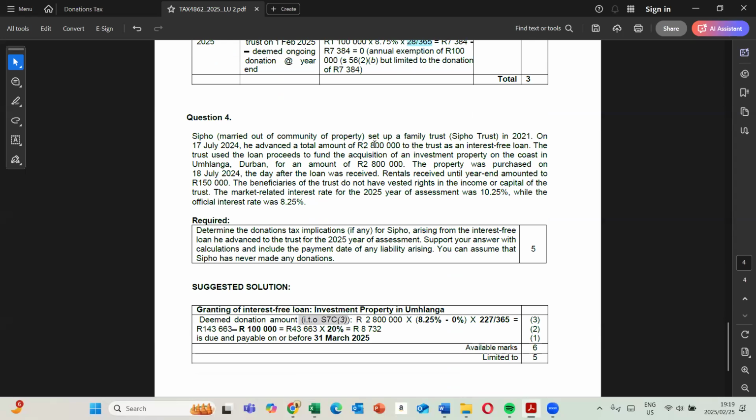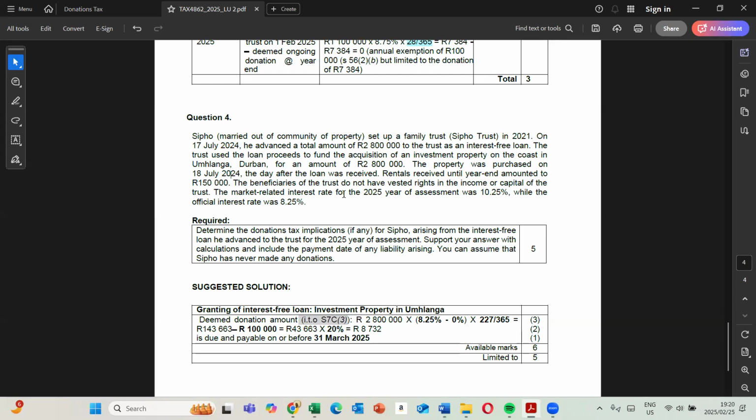Sipho, married out of community of property, set up a family trust, the Sipho Trust, in 2021. On 17 July 2024, you advance a total amount of 2,800,000 to the trust as an interest-free loan. The trust used the loan proceeds for the acquisition of an investment property in Umhlanga, Durban for an amount of 2,800,000. The property was purchased on 18 July 2024, the day after the loan was received. Rental received until year end amounted to 150,000. The beneficiaries of the trust do not have a vested right in the income or capital of the trust.